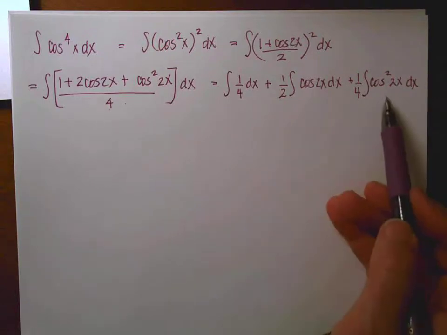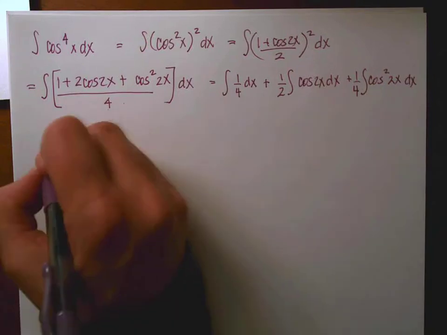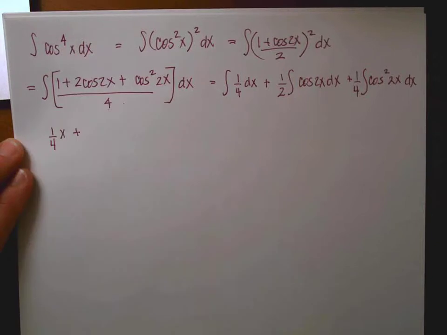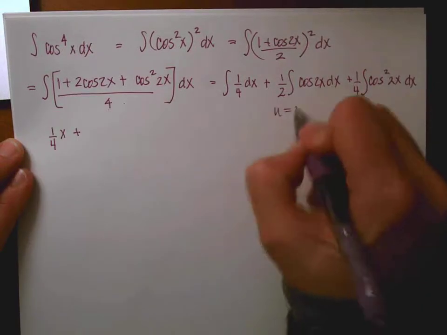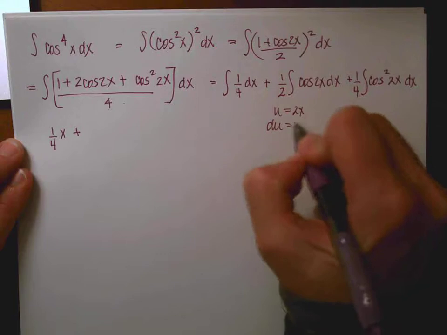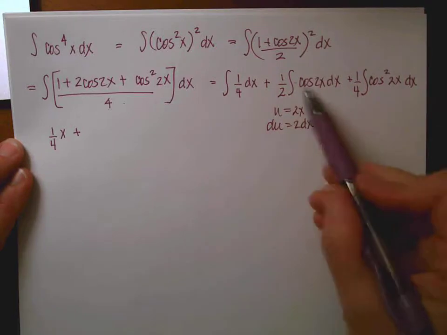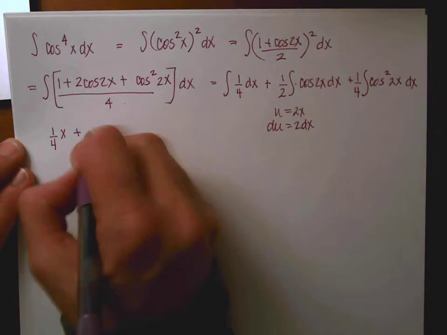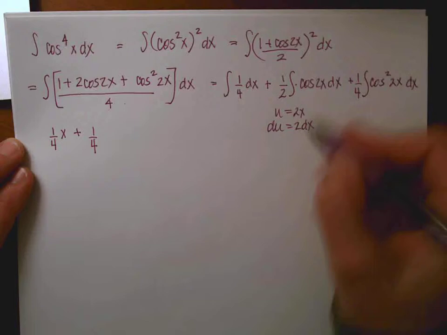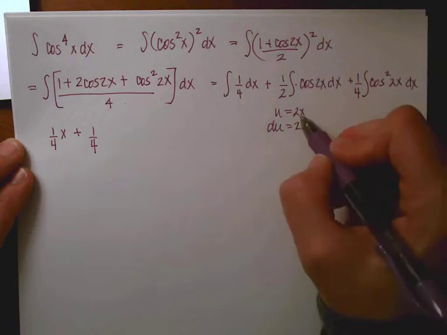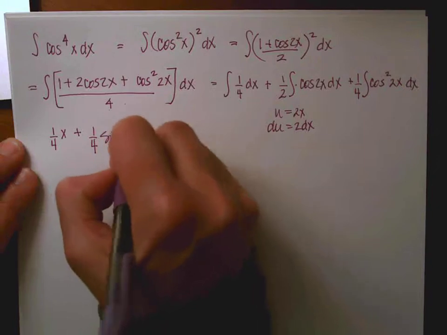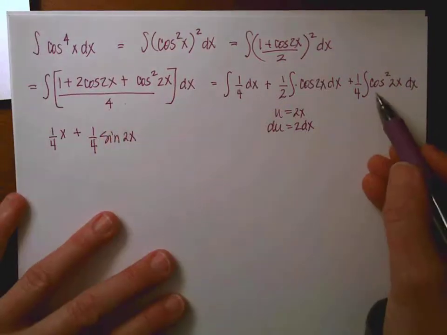All right. So the first one is super simple. The second one is super simple. This one is where we have a little work to do. So the first one, if I pull that 1/4 out front, I have x. In the second one, I'm going to let u equal 2x, du is 2 dx. I need to introduce a 2 on the inside, so I'm going to introduce a 1/2 on the outside. So I have a 1/4, and then it becomes the integral of the cosine of u du, which is the sine of u. There's my 2x.